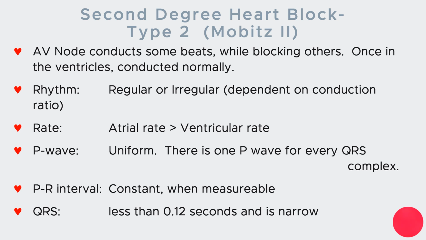With Mobitz 2, your rhythm might be regular or irregular. It will depend on the conduction ratio, and we'll discuss that a little bit more in our examples. As with Mobitz 1, your atrial rate will be greater than your ventricular rate. Your P waves are uniform, and there is one P wave for every QRS complex. One key difference between type 1 and type 2 of the second degree blocks is your PR interval. With Mobitz 2, your PR interval will be constant when it is measurable. Your QRS complex will also be narrow and less than 0.12 seconds.